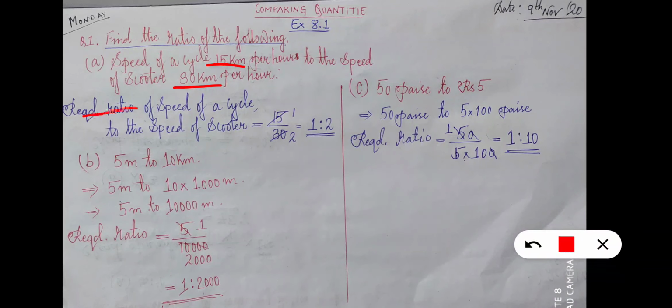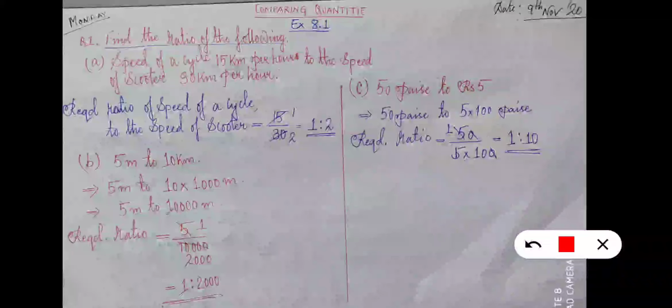Required ratio of speed of a cycle, first come first, speed of a cycle to the speed of the scooter equals, what you have written first, cycle and then scooter. So the speed of the cycle will be first: 15 by 30. Now we need to reduce it. 15 ones are 15, 15 twos are 30. So can you reduce this? No, 1 by 2 cannot be reduced. This is the simplest form of this fraction.